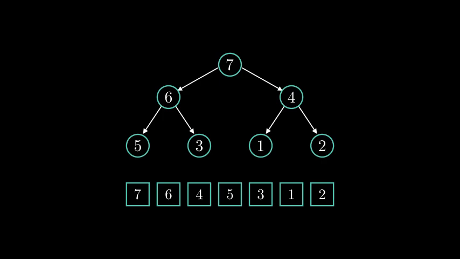The maximum value 7 is at the root node, and we swap it with the last node so that it's at the correct position. Now, we only need to work with the highlighted nodes. Heapify is called so that the highlighted tree becomes a max heap.